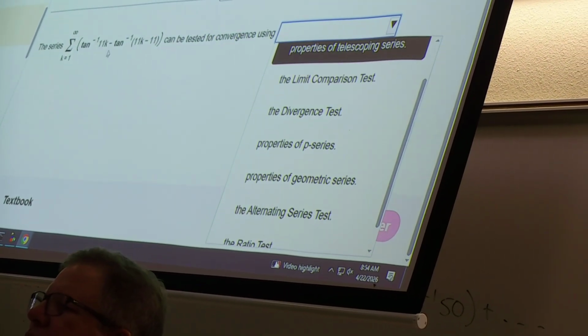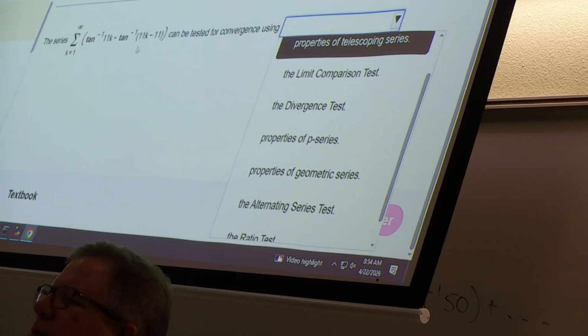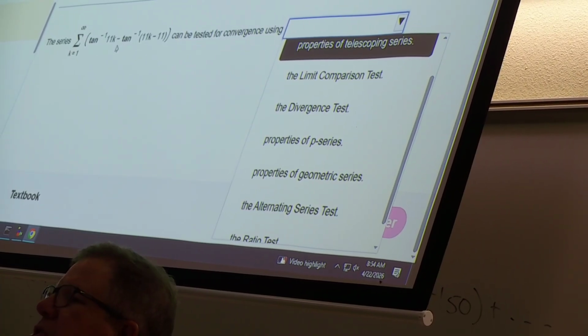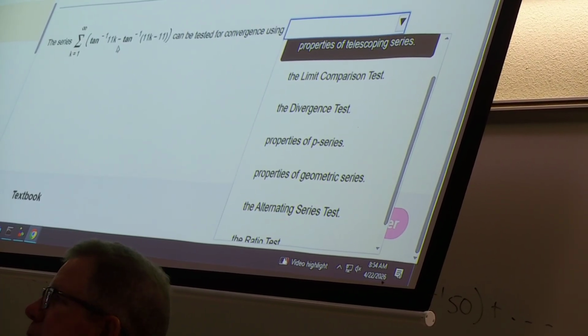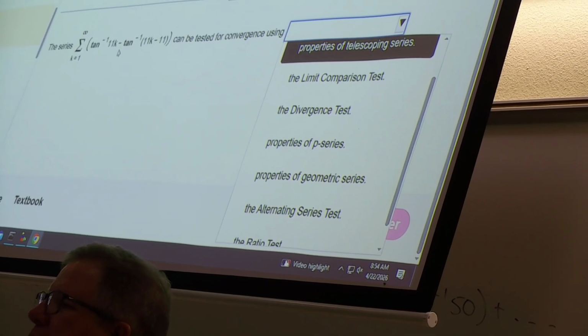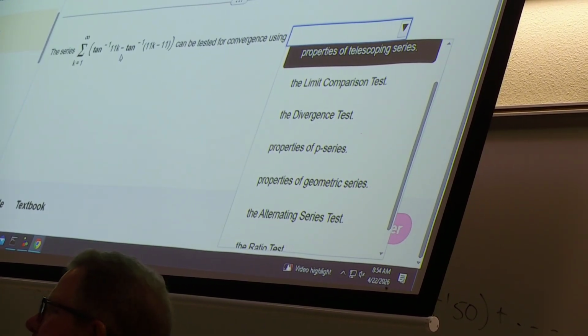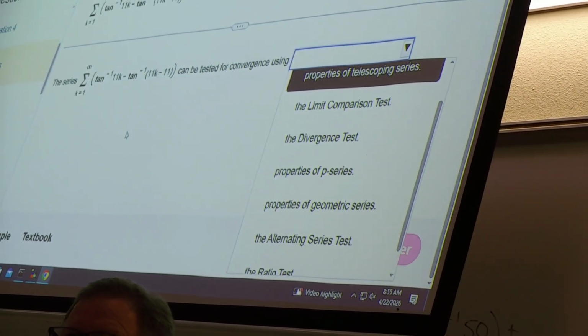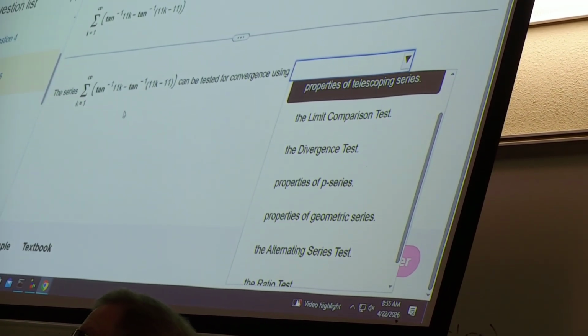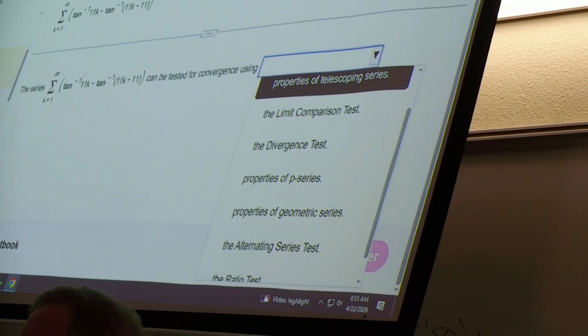Okay. When you see two terms subtracted, it's not guaranteed to be telescoping, but highly likely. All right? Two terms subtracted, check telescoping. That should prompt you to check it. It's not guaranteed, but check it.